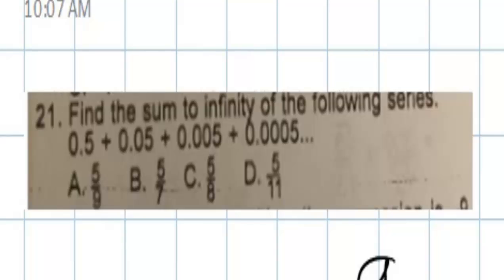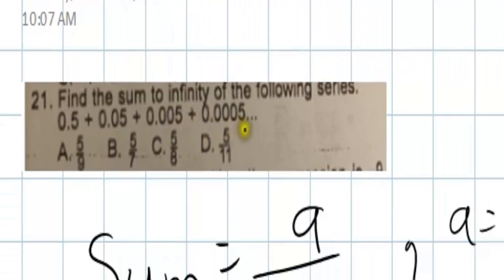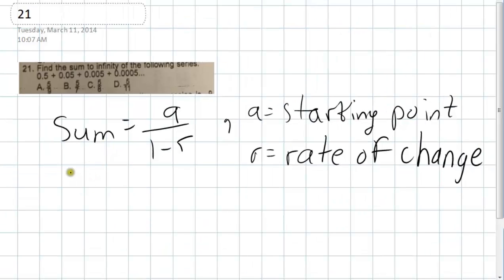So here we have question 21, and it says find the sum to infinity of the following series. And then it gives us 0.5 plus 0.05 plus 0.005 plus 0.0005. And so what we need is this equation right here. So the sum to infinity is a over 1 minus r, okay? And a is going to be our starting point, and r is going to be our rate of change. So our starting point right here is 0.5, okay? So there's part of our equation.